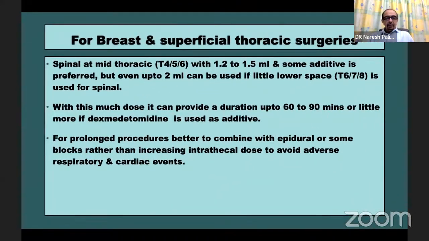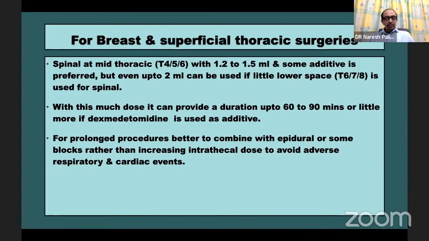For breast and superficial thoracic surgeries, spinal at mid-thoracic levels, T4, T5, T6, is usually preferred, with 1.2 to 1.5 ml and some additive. But even up to 2 ml can be used. If lower spaces are used for spinal, that will spread the levels unnecessarily. So mid-thoracic levels are usually preferred.